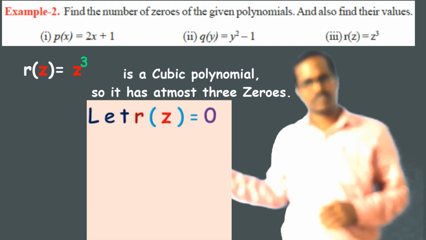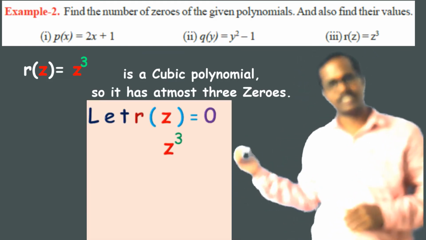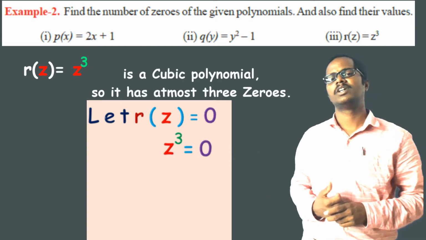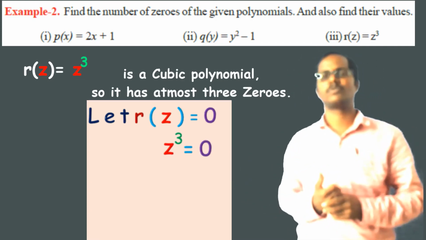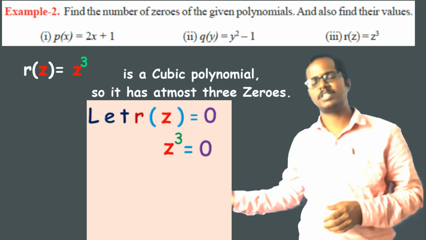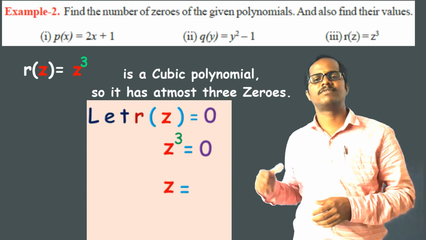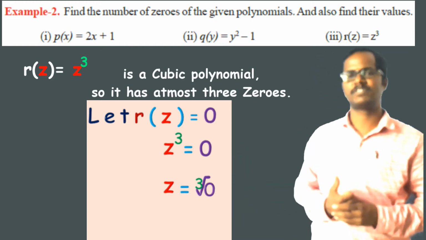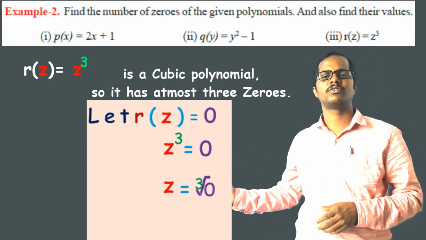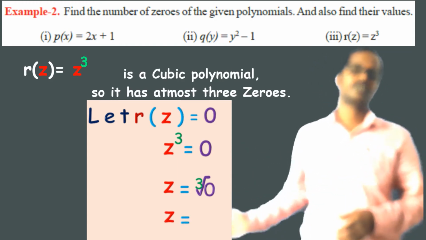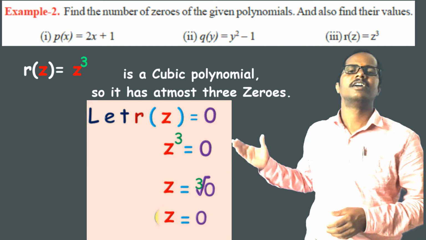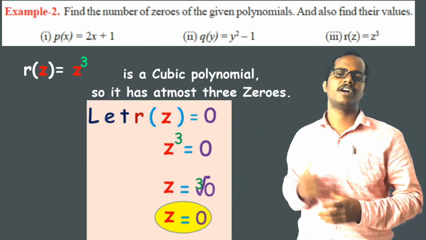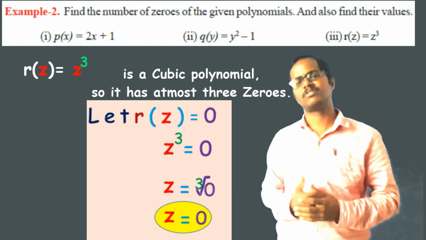R of z, we have to take this value as 0. So r of z equals 0. That means z cube equals 0. Z cube equals 0 means z equals third root of 0. By transposing cube to the right hand side, we get z equals third root of 0. Third root of 0 is 0. So we get z equals 0. So here 0 is the zero of the given polynomial, that is r of z equals z cube.